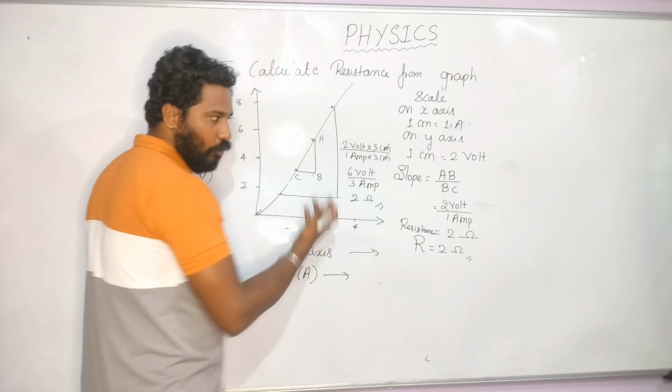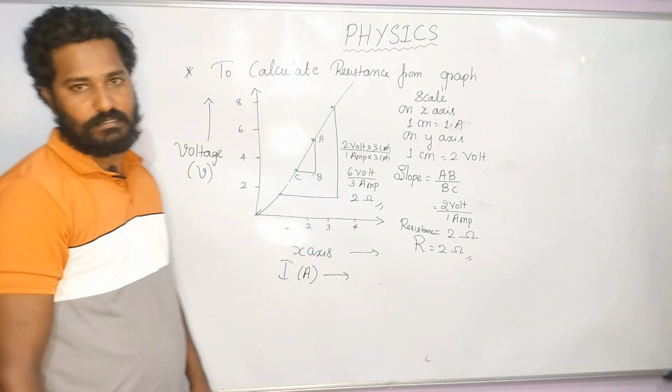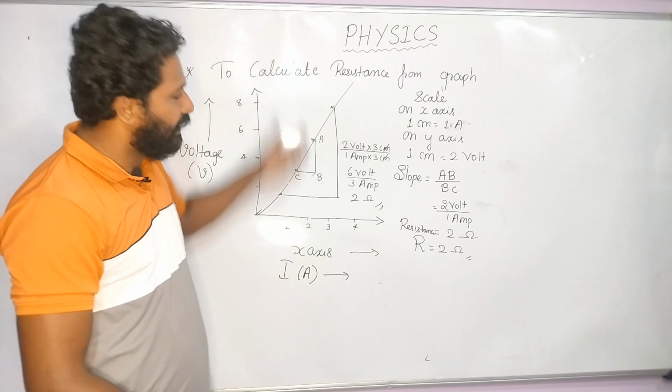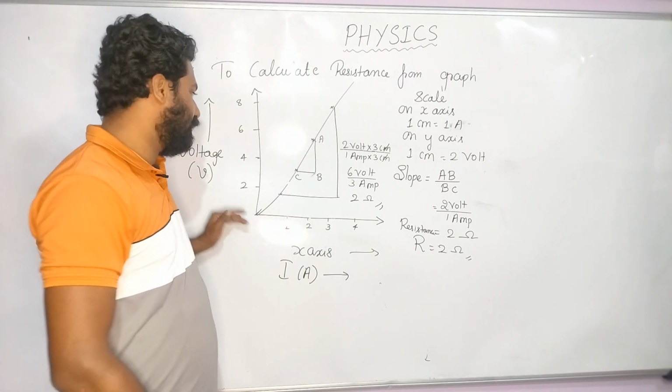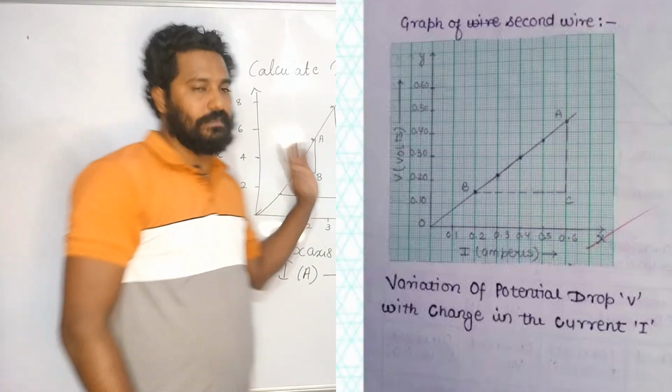3 ones are 3, 3 twos are 6. Volt by ampere is what? Resistance. So you can take any graph, children, any slope, and you will get the correct answer like this.